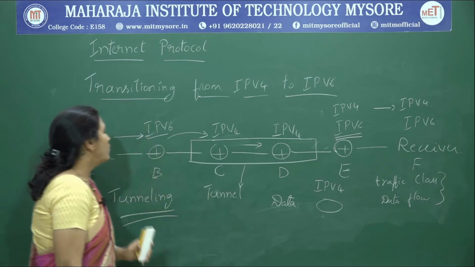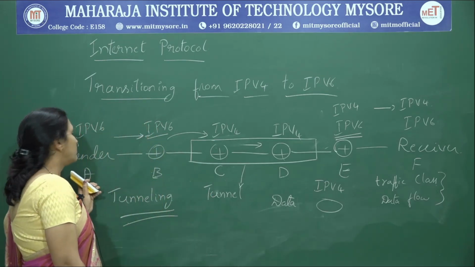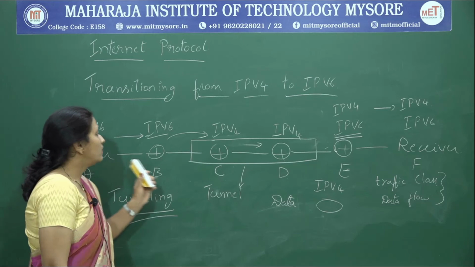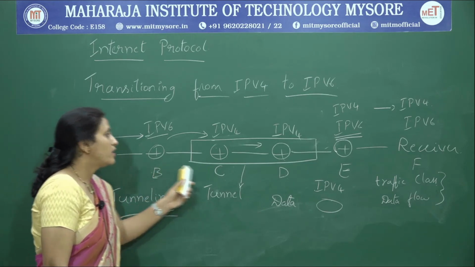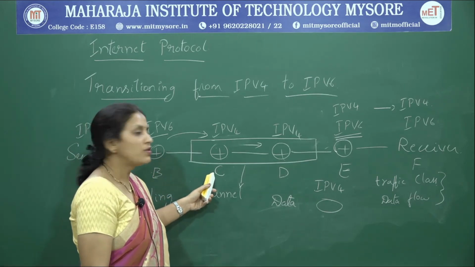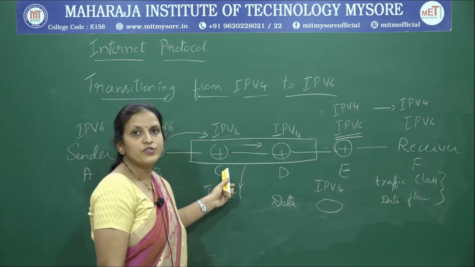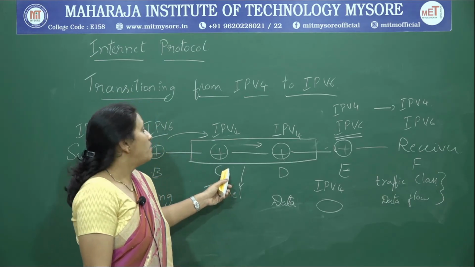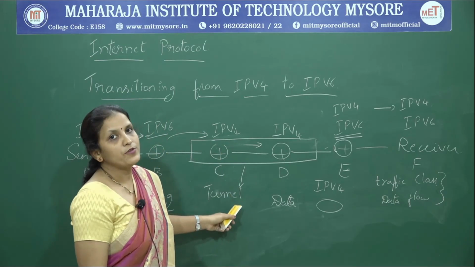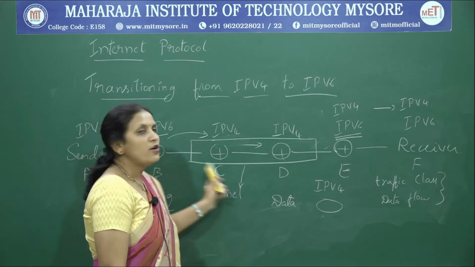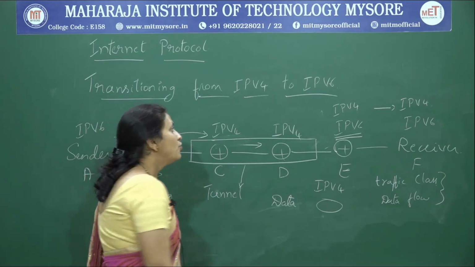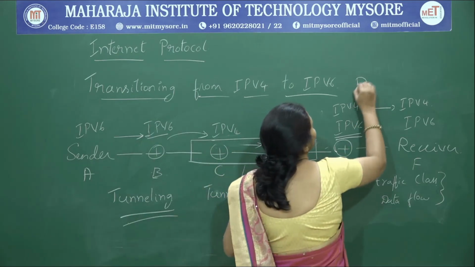One more thing, when we are transferring a datagram from one node to another node, how do we come to know whether the next node in the path is IPv4 compatible or IPv6 compatible? To resolve this issue, we took the help of DNS.